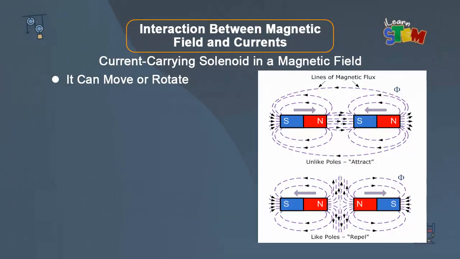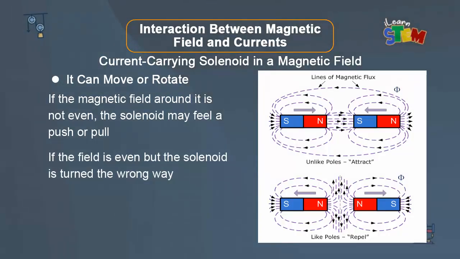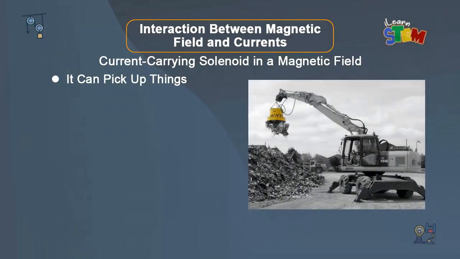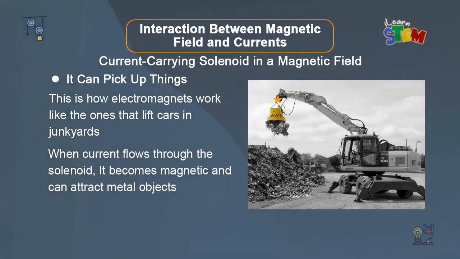It can move or rotate. If the magnetic field around it is not even, the solenoid may feel a push or pull. If the field is even, but the solenoid is turned the wrong way, it might rotate, so it lines up properly with the field just like a compass needle. It can pick up things. This is how electromagnets work, like the ones that lift cars in junkyards. When current flows through the solenoid, it becomes magnetic and can attract metal objects.